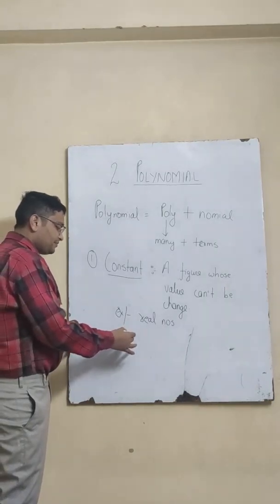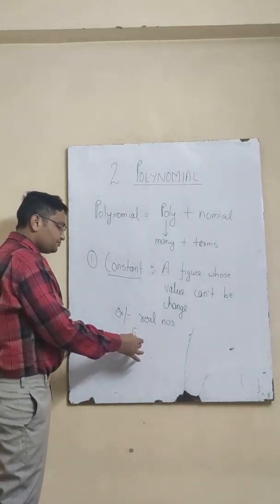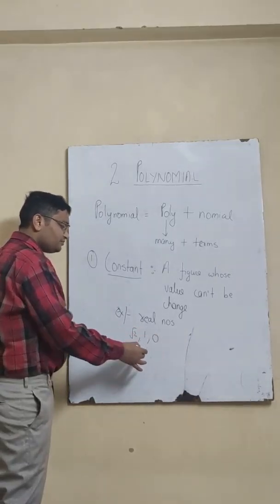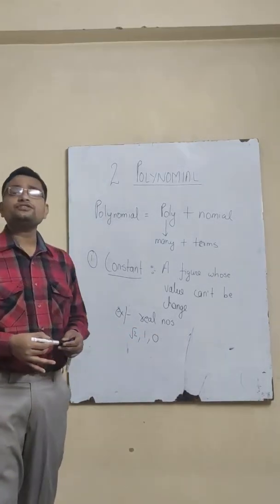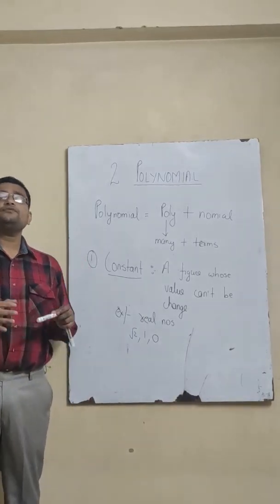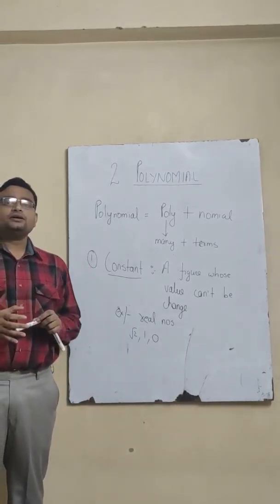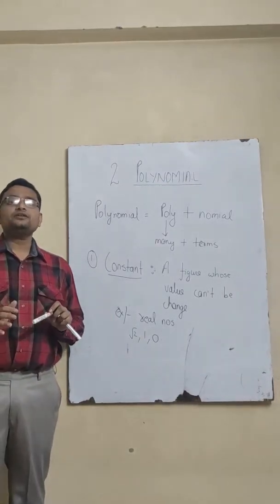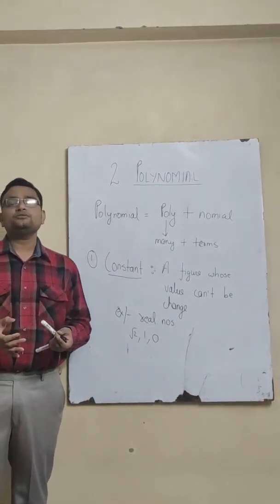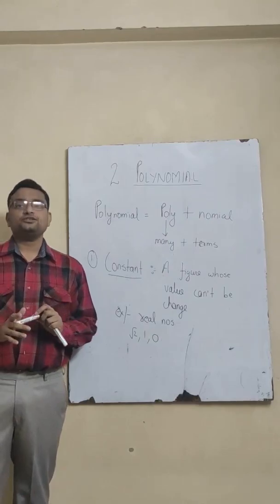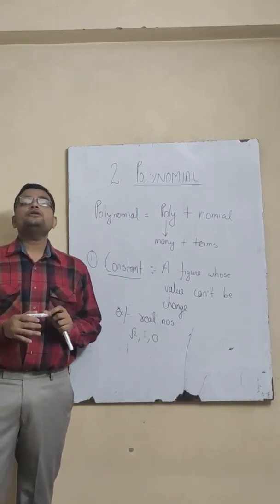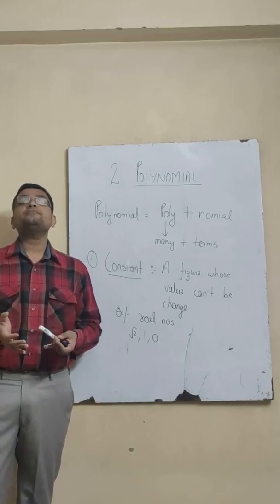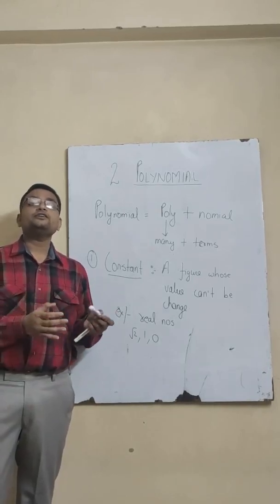Some examples I am giving you. Root 2 is a constant term. 1 is a constant term. 0 is a constant term. Why are they called constant? Because if we are in Delhi and the value of 1 in Delhi is 1, then obviously if you go to another state also, the value of 1 cannot be changed. Therefore, whatever real number you have studied in maths comes in the category of constant.